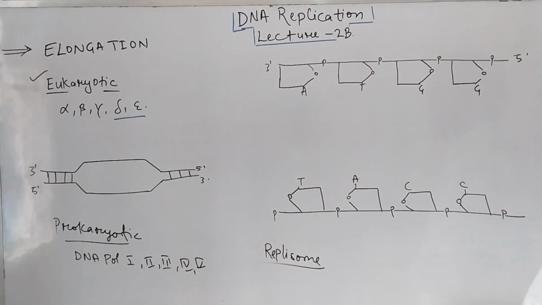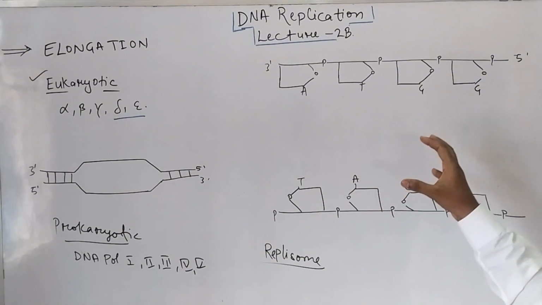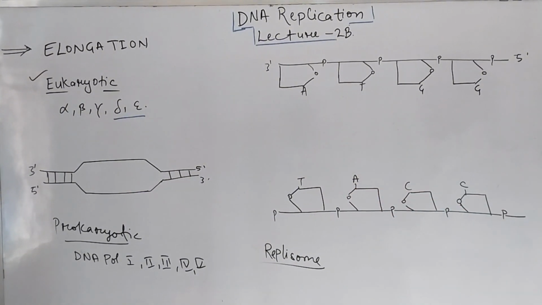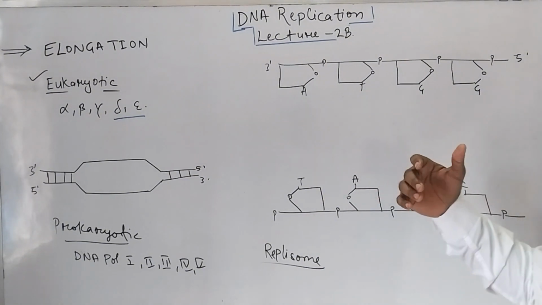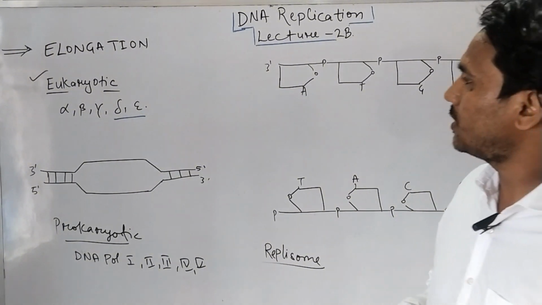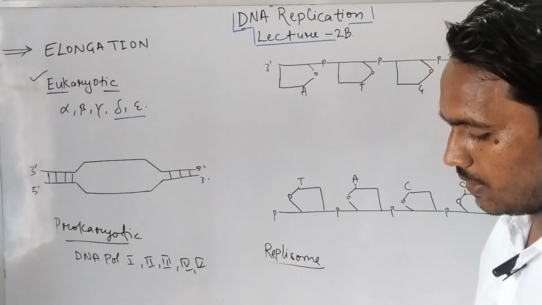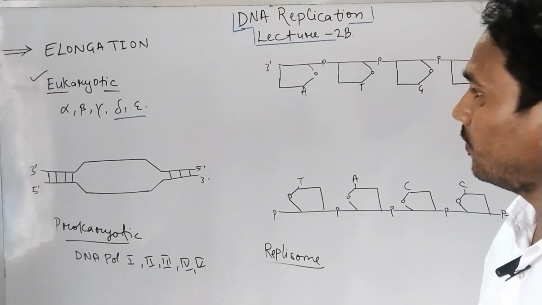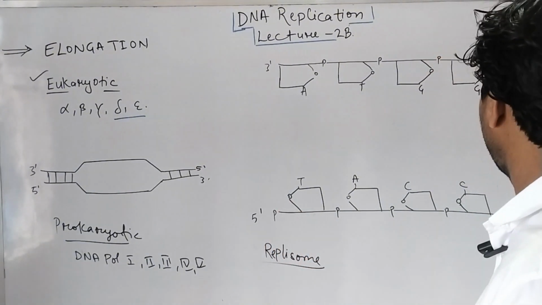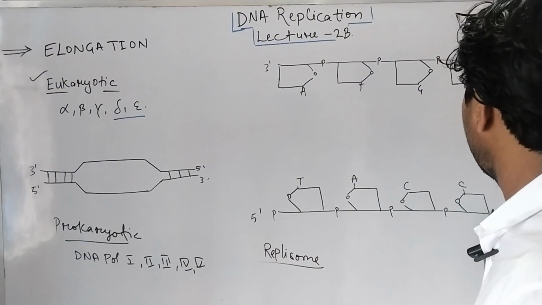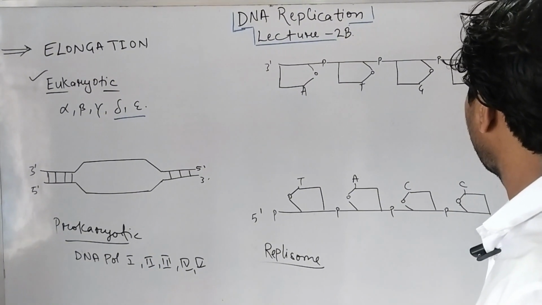So I'm starting from the beginning, from the basics, that is the primer. Understand, this is a template strand in which the new DNA is going to be synthesized. One DNA has two strands. One is 3' to 5', and another is 5' to 3'.